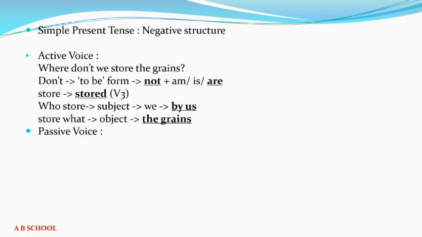The passive structure, how shall we form it? Come on, try it. Where don't we store the grains? Now we have to take care of this negation, the not. Where will remain as it is. Then you have this to be form are. Then the grains, the object. Where are the grains not stored? Okay, got it? The negation and the third form of the verb. And then by us. So the sentence will form like this: where are the grains not stored by us? And of course the question mark.